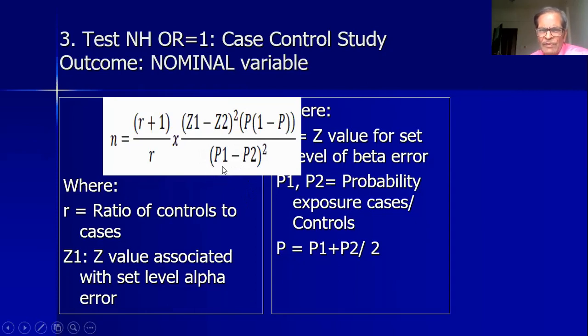P1 could be study or P1 could be control. It doesn't make any difference because ultimately the difference is going to be squared, so even if it is a negative difference, it will be squared. And P is the average of P1 and P2, the arithmetic average. Here Z1 is the Z value set for the alpha error, and Z2 is the value set for the beta error.